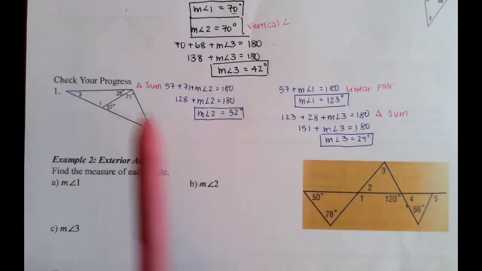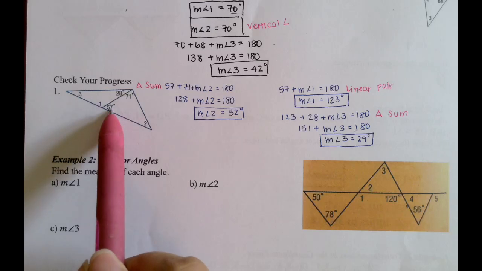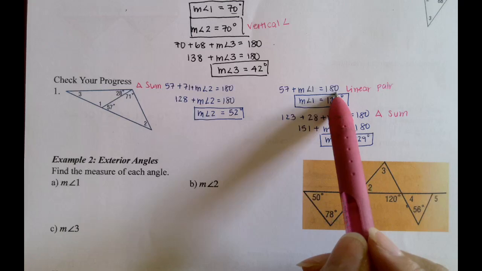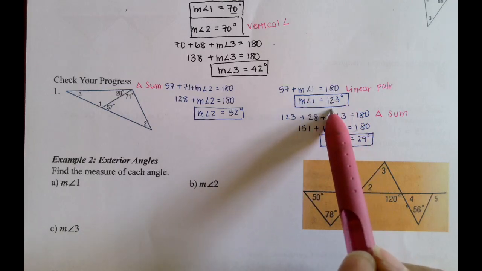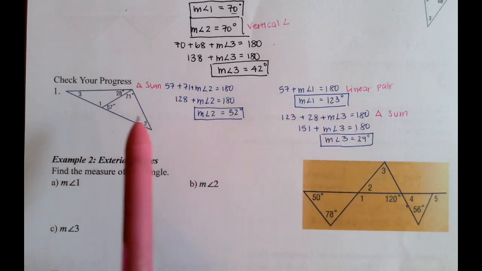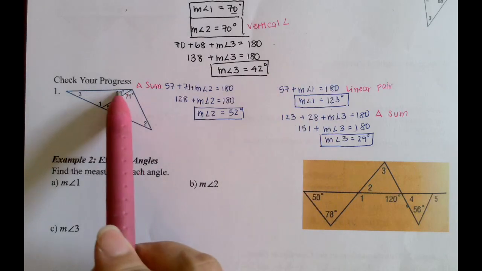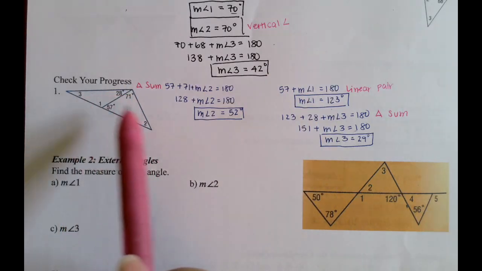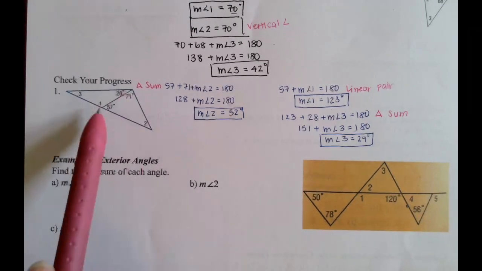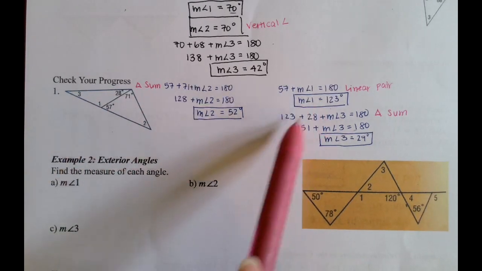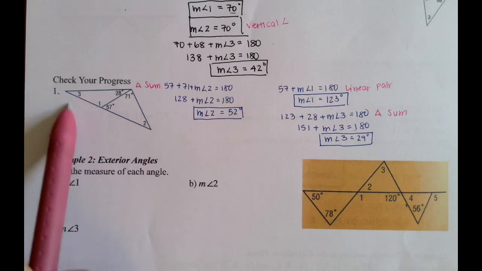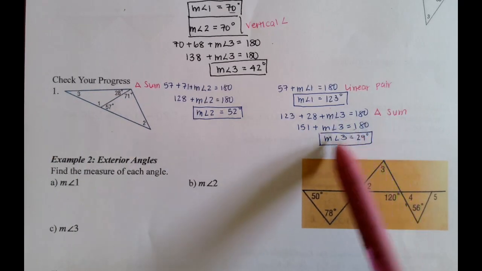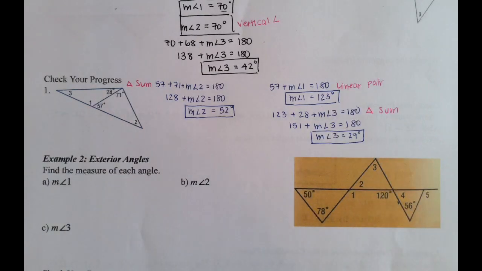Then, to find angle 1, this angle and this 57 degrees here are a linear pair, so they also add up to 180, and when I solved for that, I got 123. For angle 3, there are several ways you can do it. You can think of this as one triangle, or you can think of the bigger one as one triangle. I just use the smaller one here. Angle 1 is 123, plus 28, plus whatever angle 3 is should equal 180 because of the triangle sum, and that gave me a measure of 29 degrees.